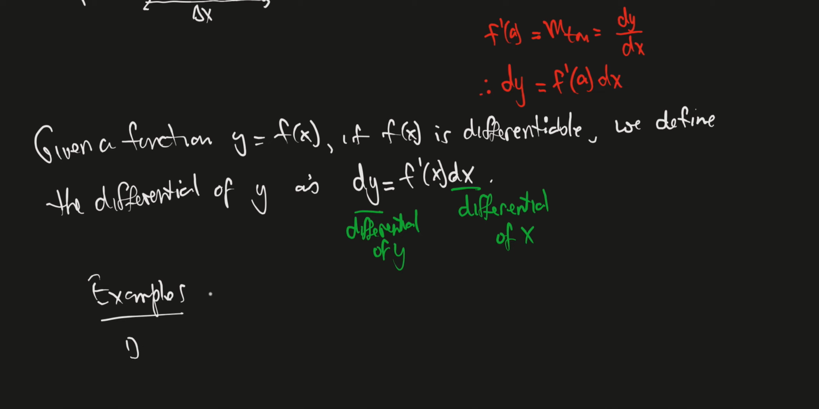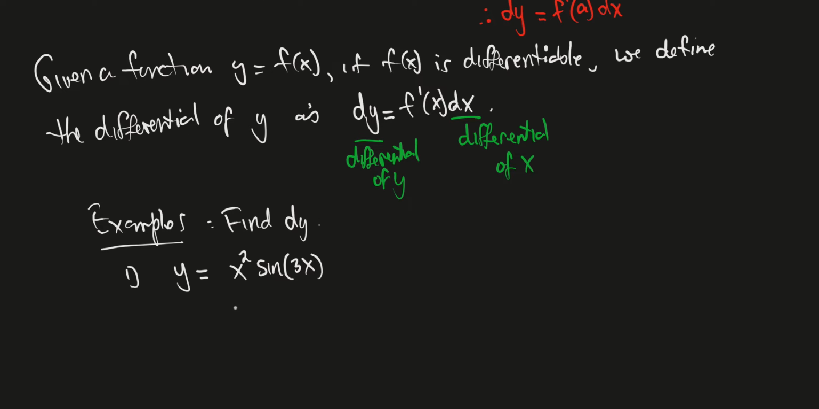And for each of these, what we're going to do is find dy of each of them. So let's say y is equal to x squared times the sine of 3x. And now I want to find the differential of y.